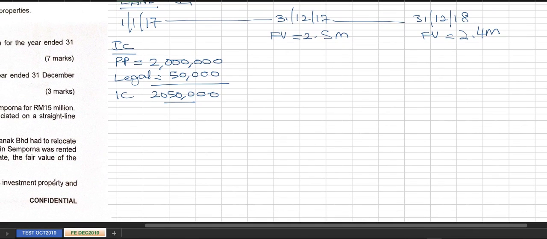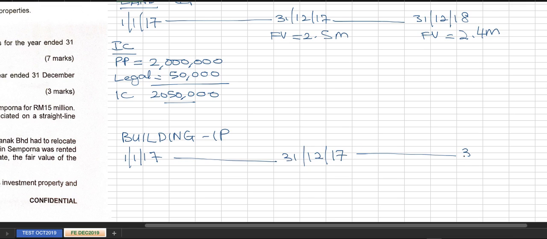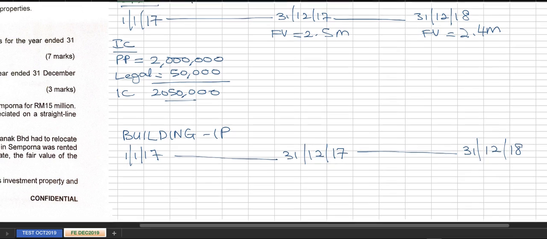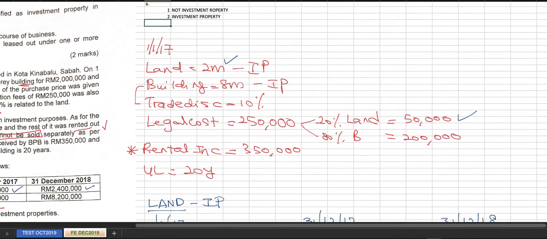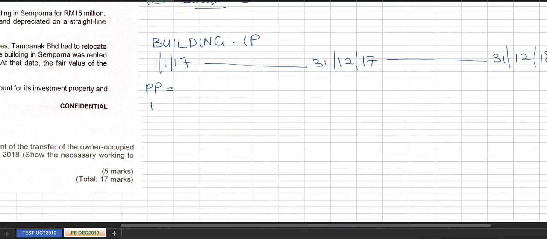Now for the building. The building is also an IP on 1st January 17, and then you have 31st December 17 and also 31st December 18. On the date you acquire your building, the purchase price given is 8 million. You have to deduct the trade discount of 10% and you need to add the legal fee. So the purchase price of the building is 8 million.